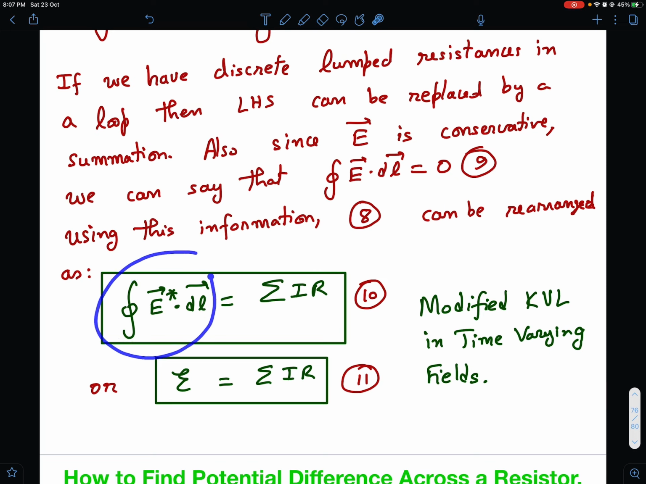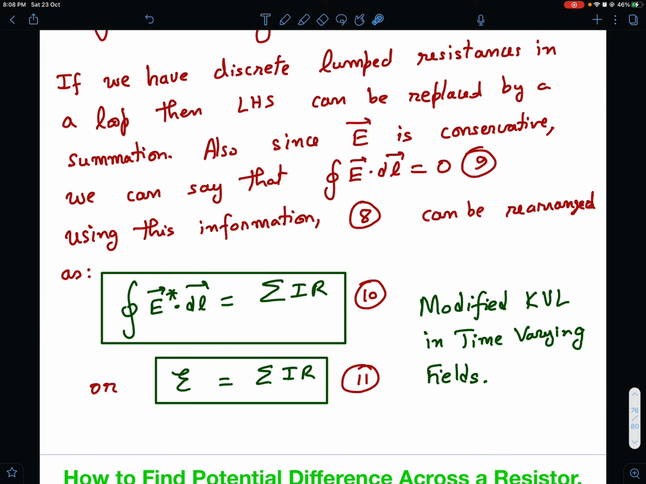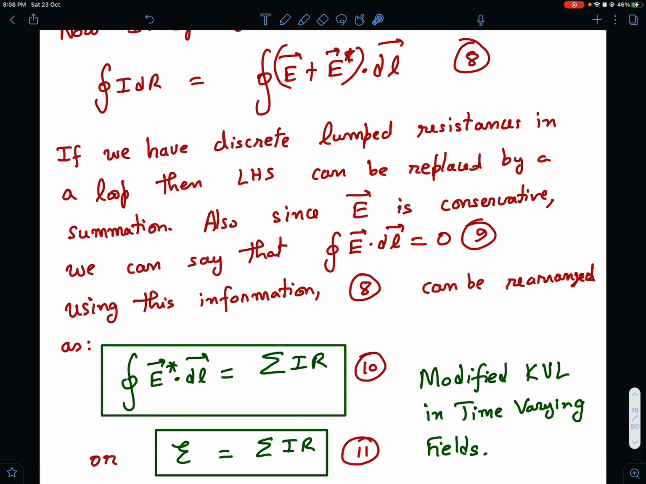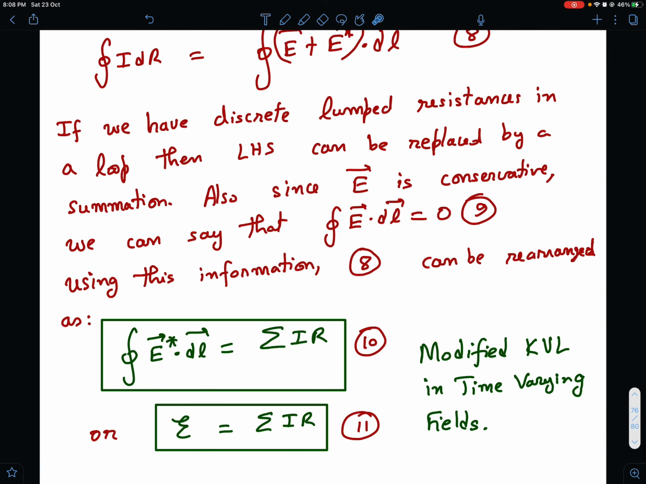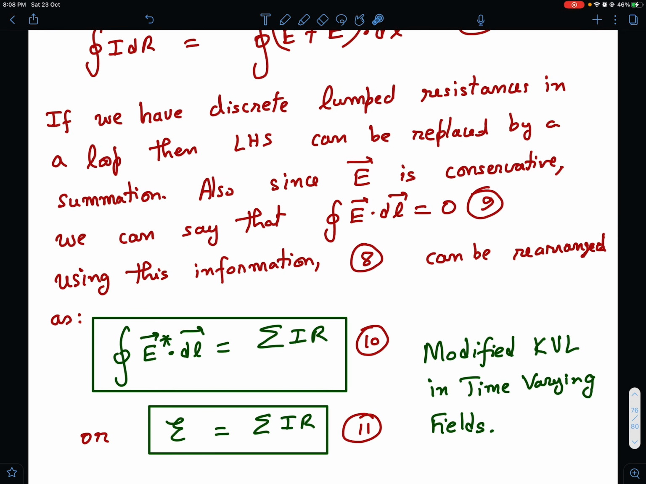So this is a beautiful equation. Now I do not need to know where exactly the EMF is produced. All I need to do is write the total EMF of the loop on the left hand side and then equate it to the summation of IR on the right hand side. So this is our modified Kirchhoff's voltage law in the time varying field. This is a very important equation. You can commit it to memory and also try to understand its logic very carefully. Students make a lot of silly mistakes in this type of question, a lot of sign mistakes and even conceptual mistakes.